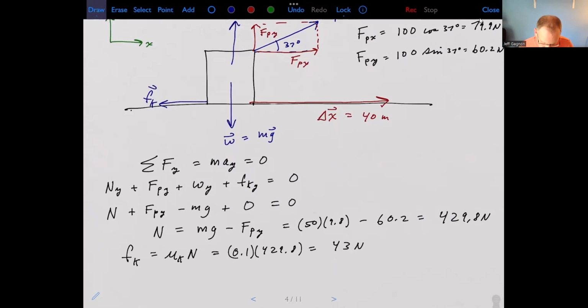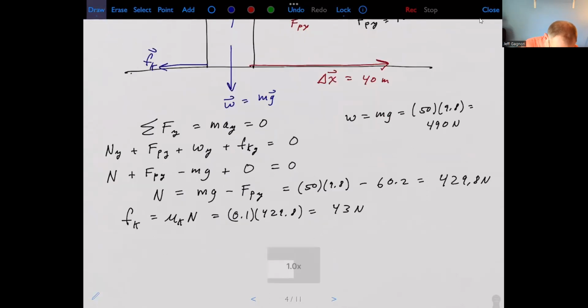Okay, so I have FK, I have F, I have the normal force. So I think I have everything I need to figure out the work done by each of those forces. Oh, and we know, right, the weight is mg. So that's going to be 50 times 9.8, which is 490 newtons. Okay, so let's find the work done by each force now.